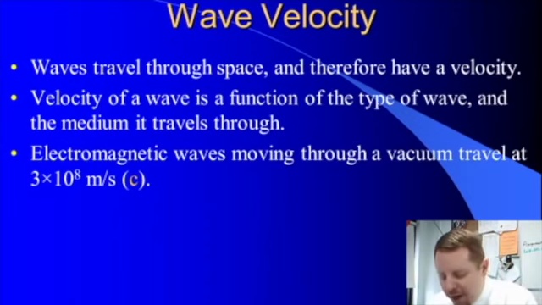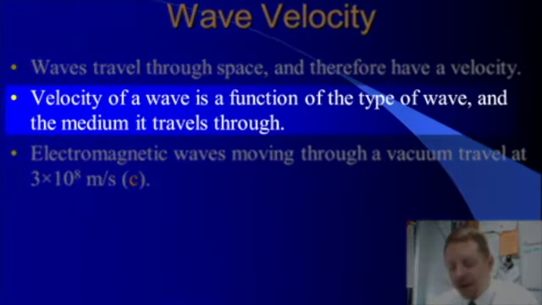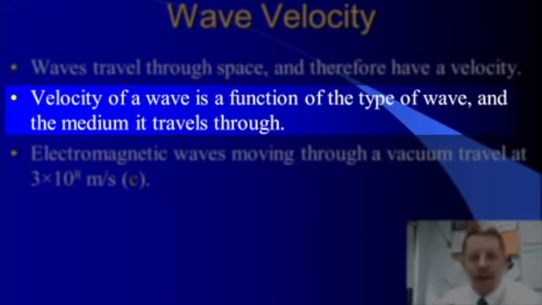Now, when we talk about wave velocity, we have to realize that since waves travel through some sort of distance, they therefore have a velocity. They travel some distance in some amount of time. The velocity of a wave is a function of the type of wave and of the medium it travels through. That's very important. Wave velocity depends on 2 things: the type of wave and the medium it travels through.